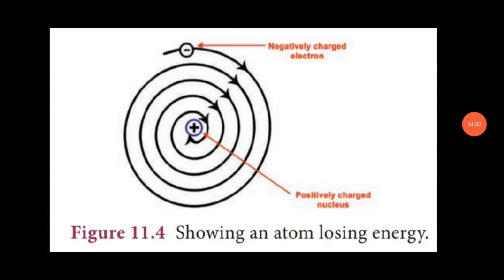Dear students, learn today's topics and note the assignment questions. The first question: what conclusions were made from the observation of the Geiger-Marsden gold foil experiment? The second one: explain the limitation of the Rutherford atomic model.